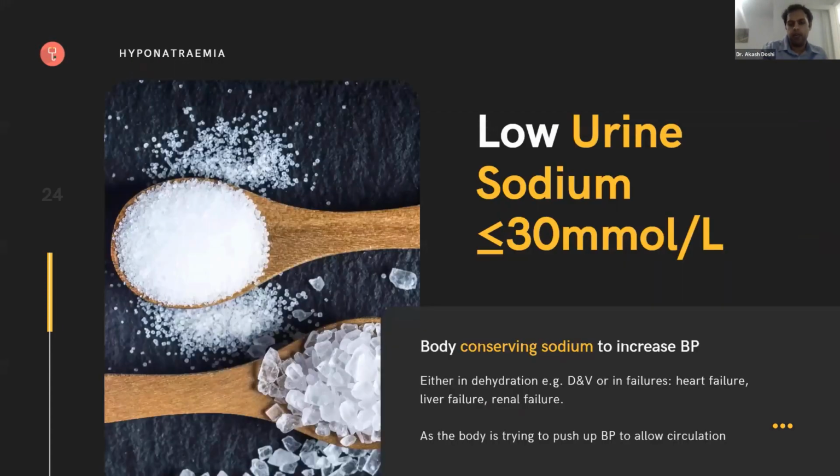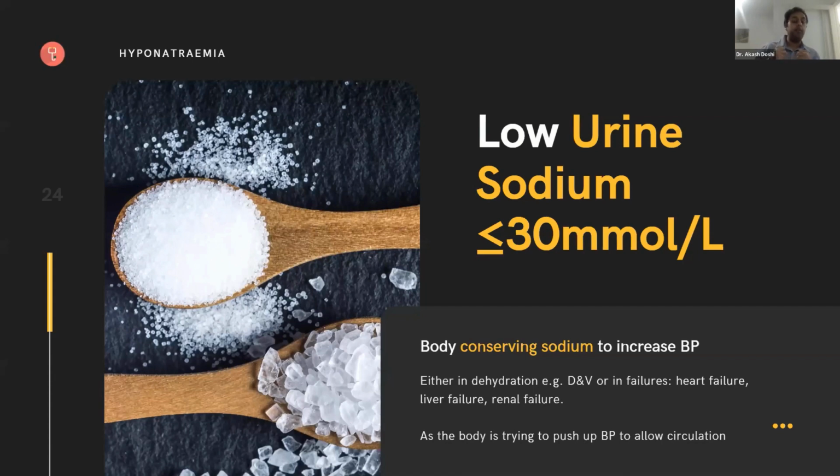So talking about a low urinary sodium. As I said, this is the body trying to conserve sodium because it senses a low circulatory volume. It suggests either dehydration, so diarrhea, vomiting, blood loss or something to that effect. And in that case, the sodium will be low because the body is appropriately trying to conserve as much sodium, thereby as much fluid as it can, because it knows it's in a dehydrated state.